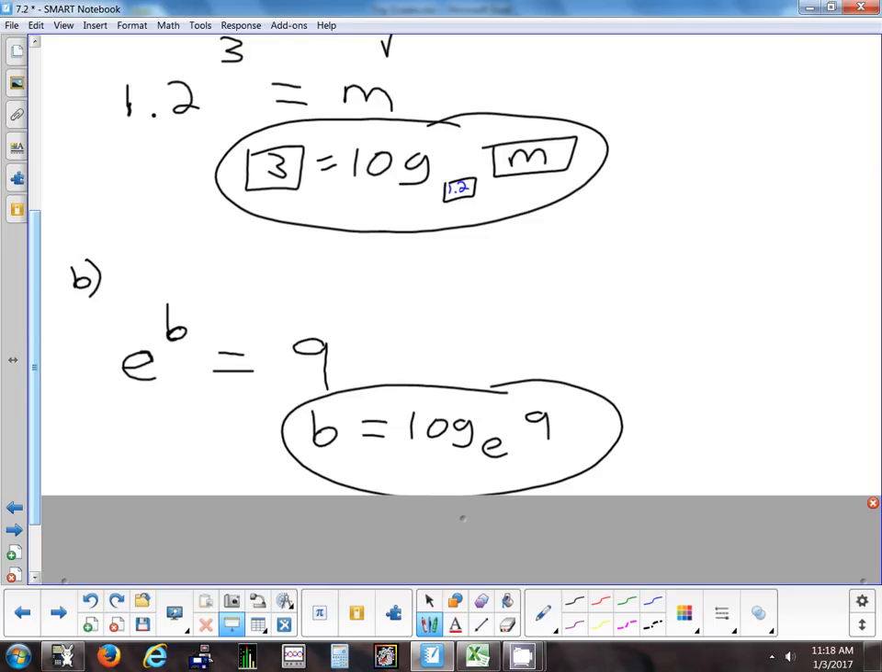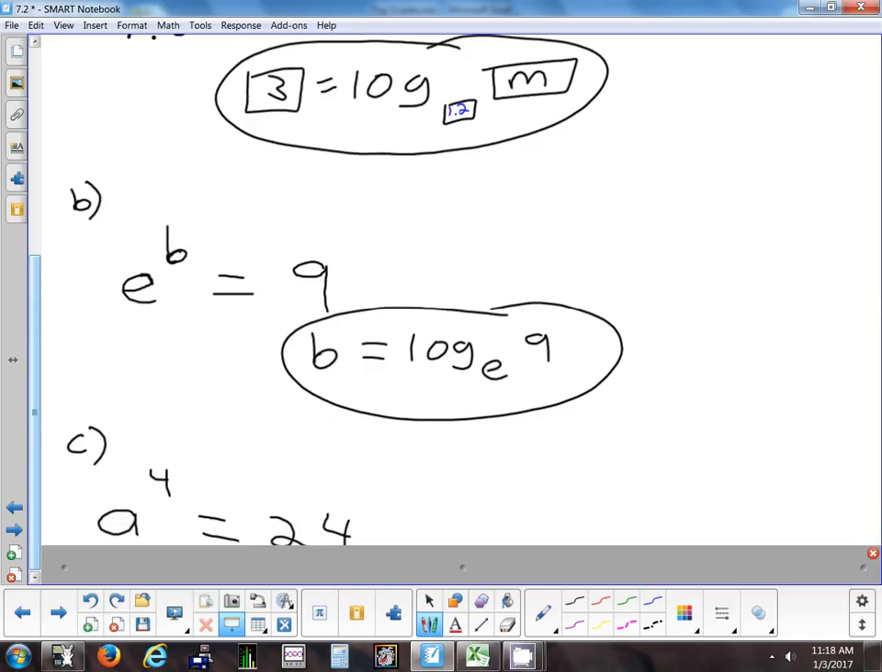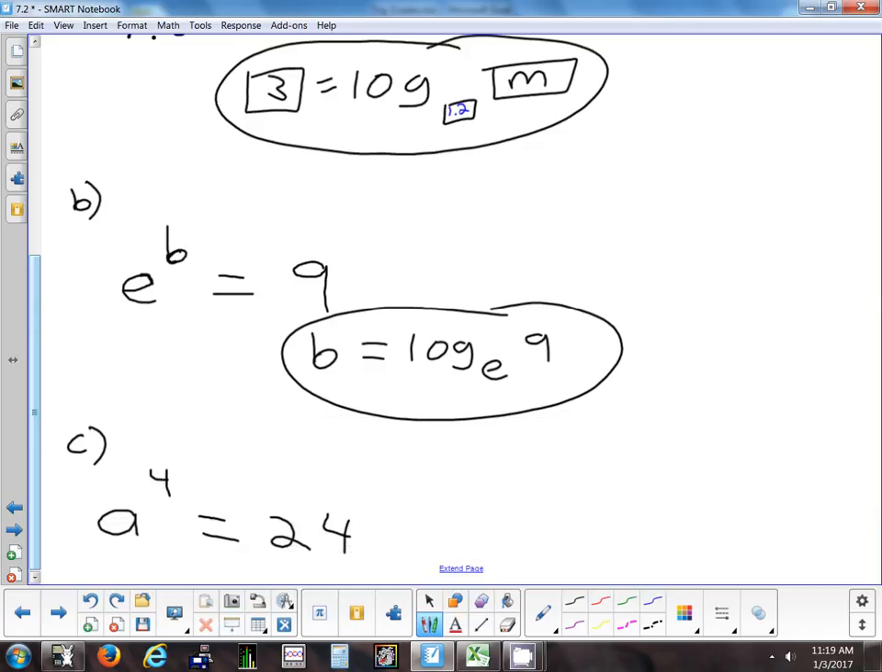But this is something you would probably never see written in a book. They would go one more step. And I'll show you what that is in a second. Okay, let's try this one. Okay, a to the 4th equals 24.